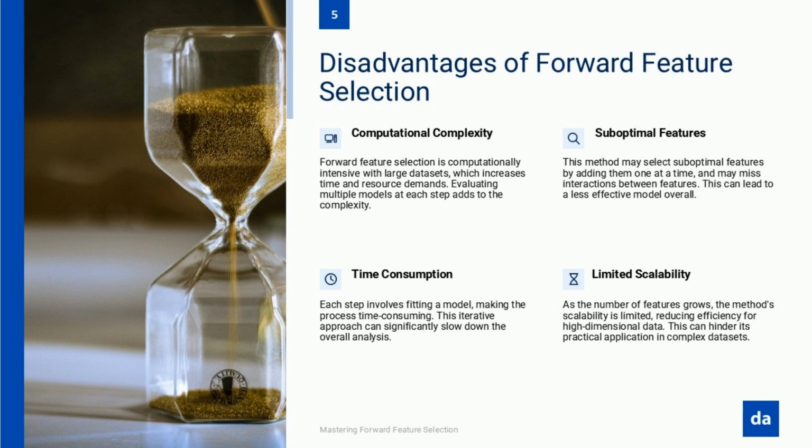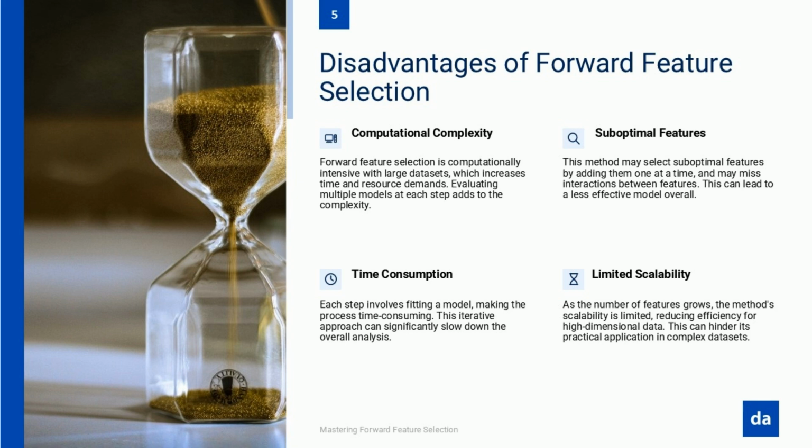And let's not forget about limited scalability. The more features you have, the longer this process takes, exponentially. Forward feature selection is great when you're working with a handful of features, but if you're dealing with thousands, this method becomes impractical. It's like choosing ingredients for a recipe by taste testing every single possible combination. Sure, you'll find the perfect mix eventually, but at what cost?